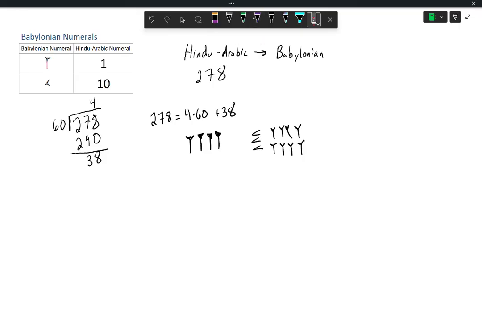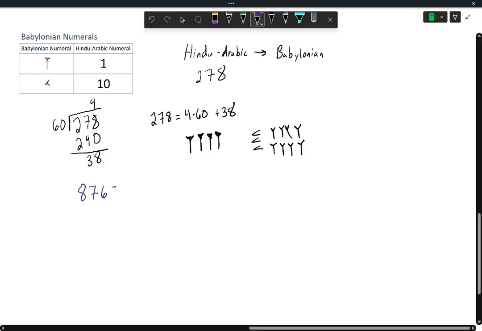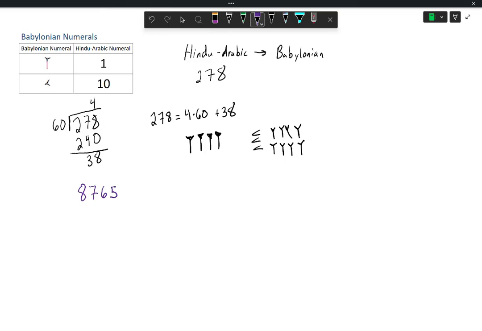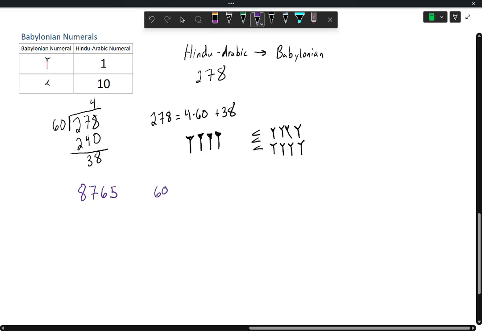Let's do a larger number. Let's talk about 8,765. Once again, I need to see how many 60s are in here so I can use my Babylonian notation. So let's see, how many times does 60 go into 8,765? Well, I say how many times does 60 go into 87? That's just once. So I have a 60 here. And I subtract and I get 27. I'll bring down the 6.